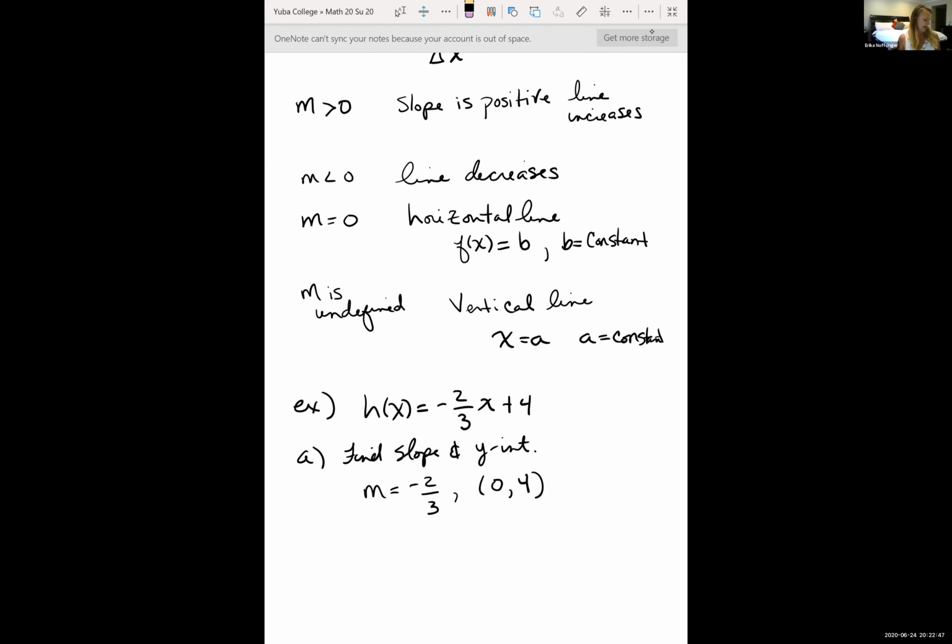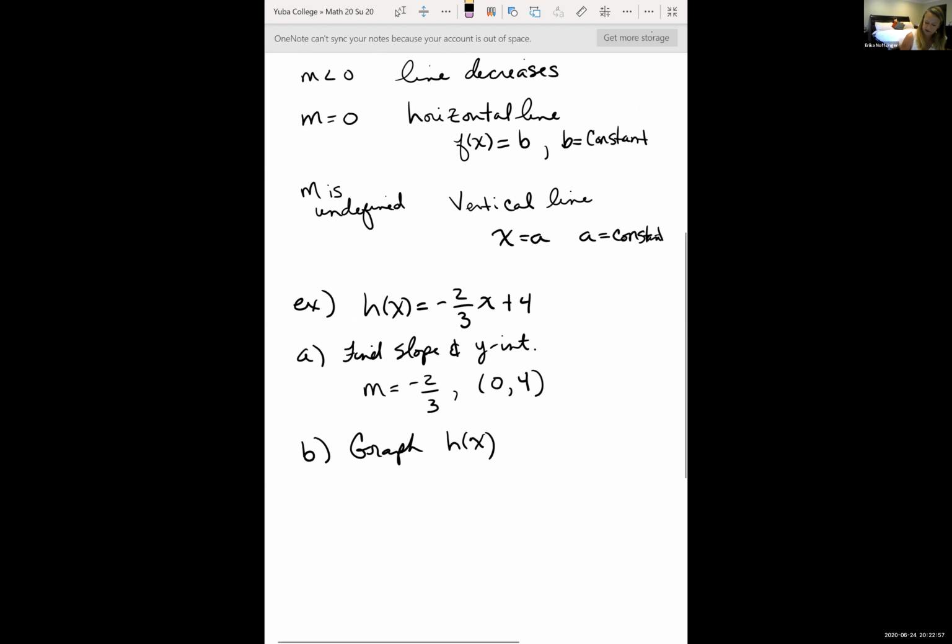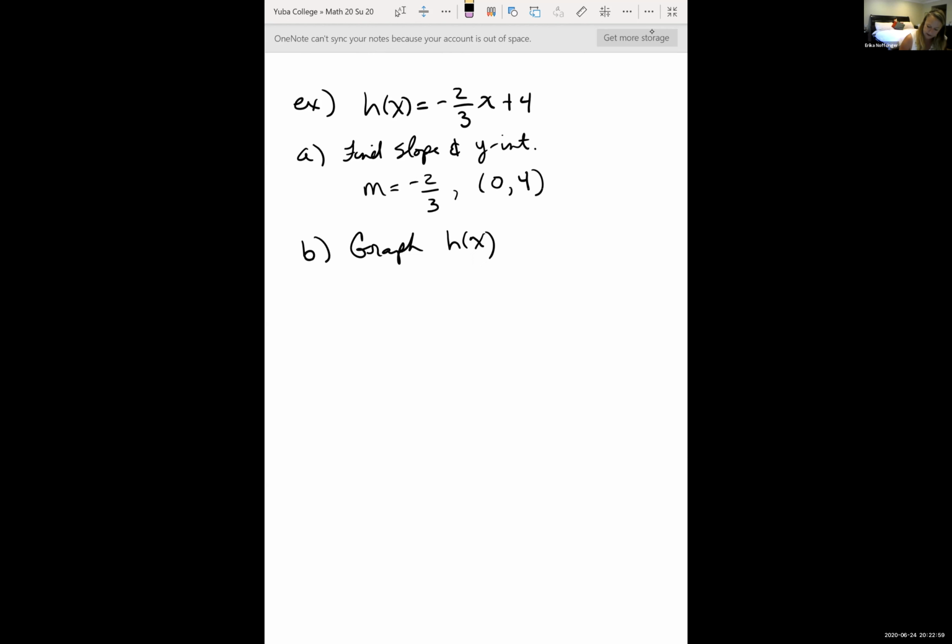Use the slope and the y-intercept to graph. We already were doing this last week. So let's plot our y-intercept, which is at 4. Once we know a point on our graph and we graph it, we can use the slope to give us directions on how to get other points on the line.